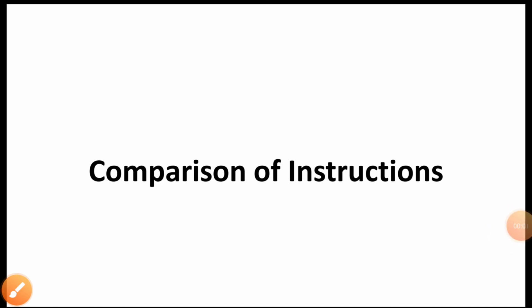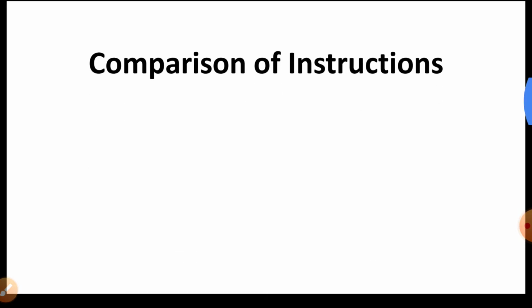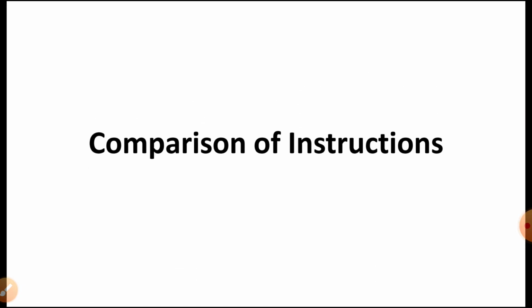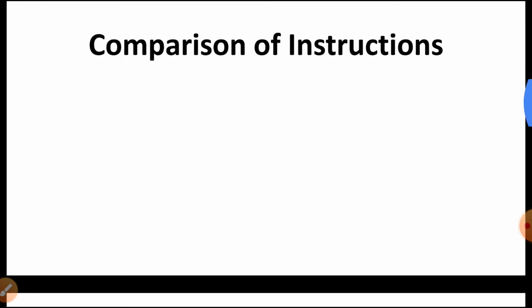In 8085 we have different kinds of instructions which are used for specific purposes, but there are certain instructions which seem to work in a similar fashion but have different kinds of operation after the execution of those instructions. So in this video we are going to discuss the comparison between similar types of instructions which operate in a similar fashion but have some different kinds of execution.